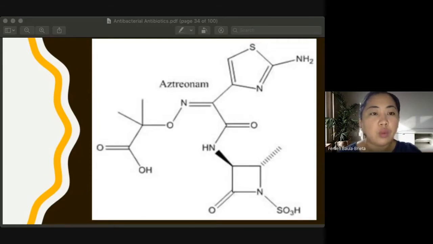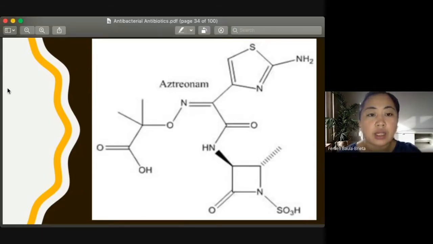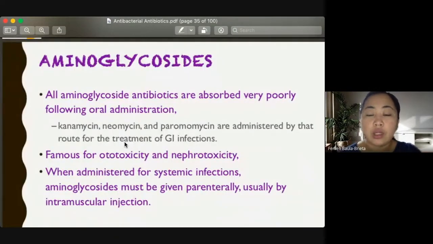So now let's move forward to our second class of antibacterial. This one, as mentioned in the first discussion, according to the type of activity, aminoglycoside, is a bacteriostatic drug. Okay, so aminoglycoside. Beta-lactams are bactericidal. This one, aminoglycoside, is bacteriostatic.